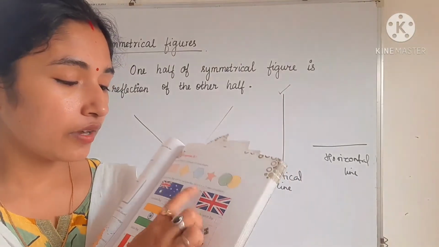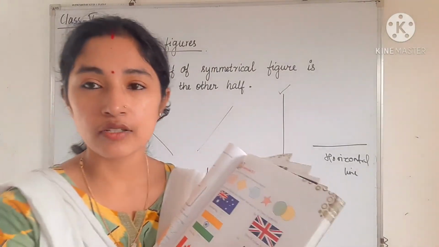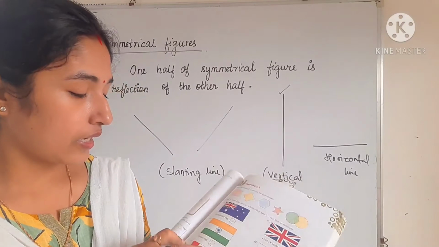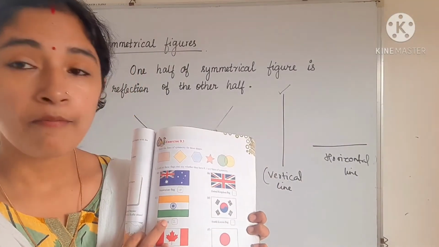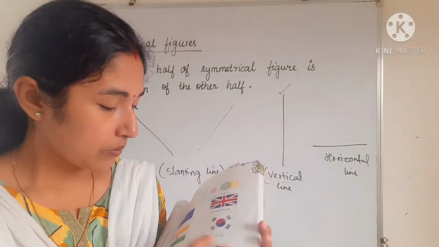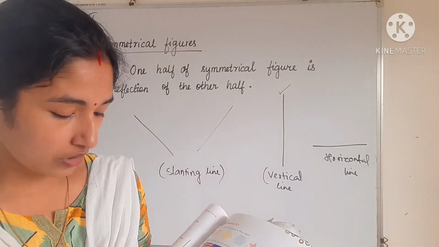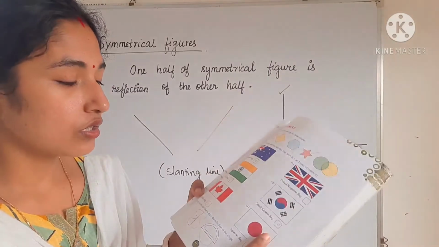Similarly here in number B, you have to check how many lines of symmetry there are. Similarly in number C, this is an Indian flag. You can see how many lines of symmetry there will be. You have to check. Similarly in the South Korean flag, you have to check. So try to do this question. This is very simple.